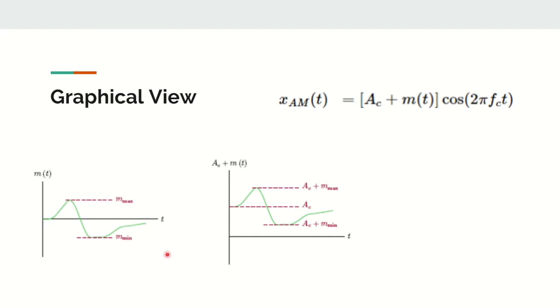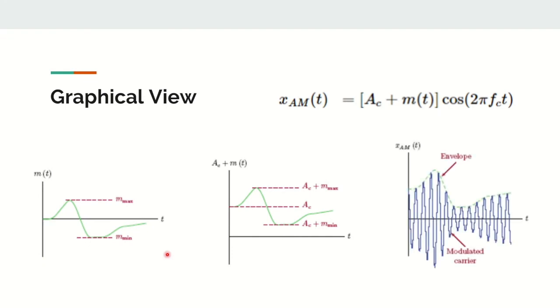So here we're going to have a basic graphical view of our signal. It's going to consist of AC, which is the amplitude of our carrier, added to the message signal, all multiplied by our carrier here. So we have M of t here, our message signal. We are going to add AC to that to move it up. And then we're going to multiply that by our cosine in order to get our modulated carrier here, with an envelope in the green here, which traces our M of t.